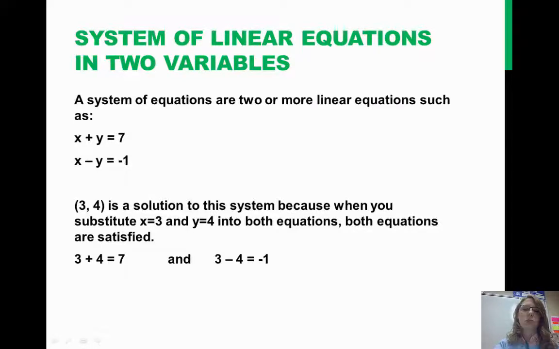So look at the first equation. I have x plus y equals 7. I substituted 3 in for x, 4 in for y, and 3 plus 4 equals 7, so this is satisfied. On the second one, same thing. I substituted 3 in for x, 4 in for y. 3 minus 4 is -1, so this is also true. Therefore, (3, 4) is a solution to both lines.